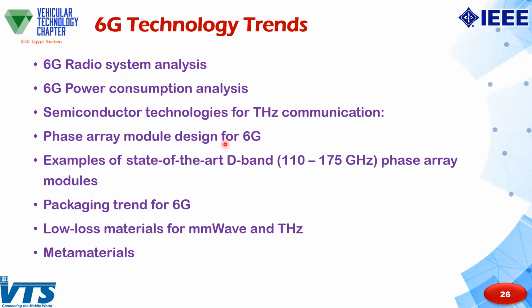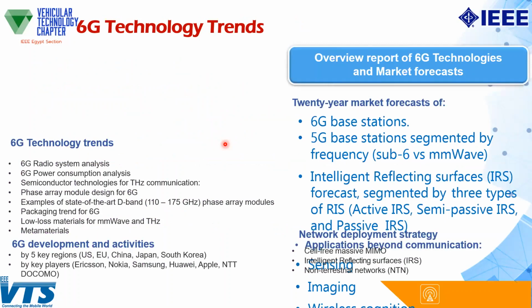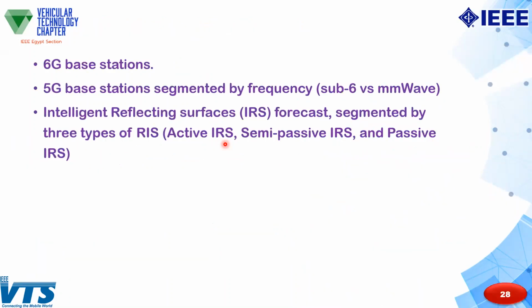Packaging trend for 6G. Packaging means the IC development itself and how to put it in a package. Low loss materials for millimeter waves and terahertz, because as we said, terahertz and millimeter waves have huge attenuation, so we have to be careful about the attenuation in the system itself. So we have to think about low loss materials, and this is some sort of metallurgy design, and metamaterials in order to improve the reception and transmission. And this is again part of the 6G technology.